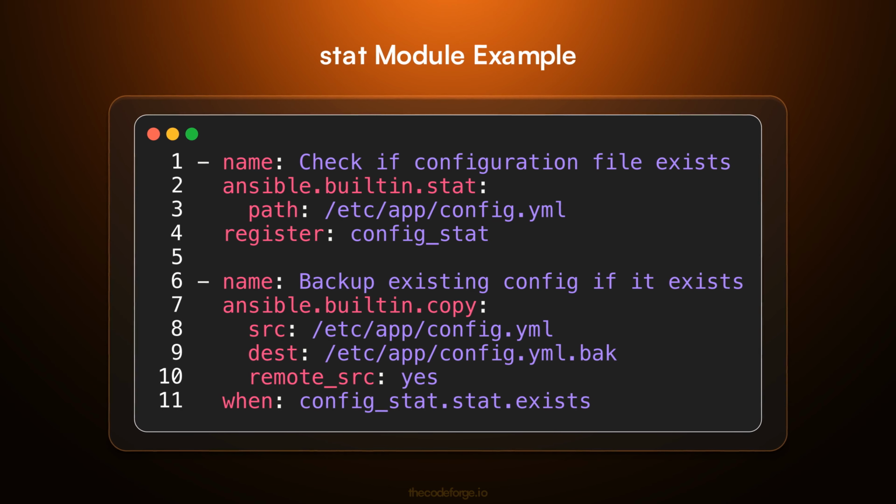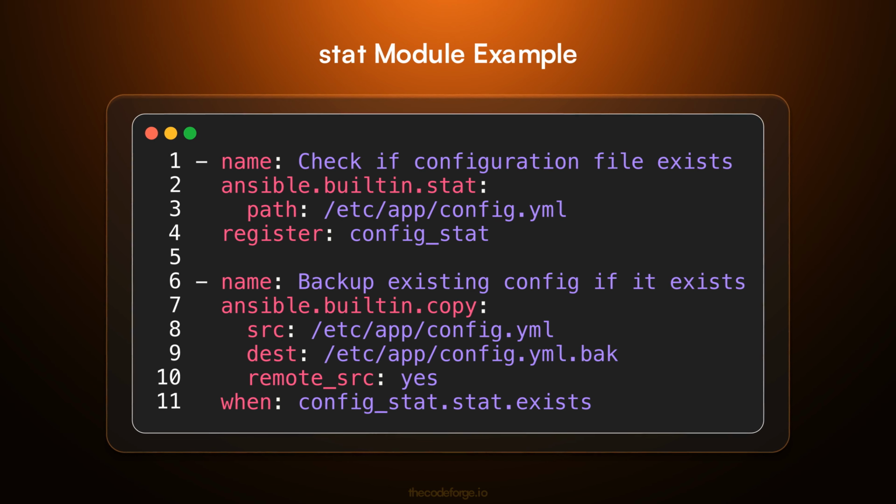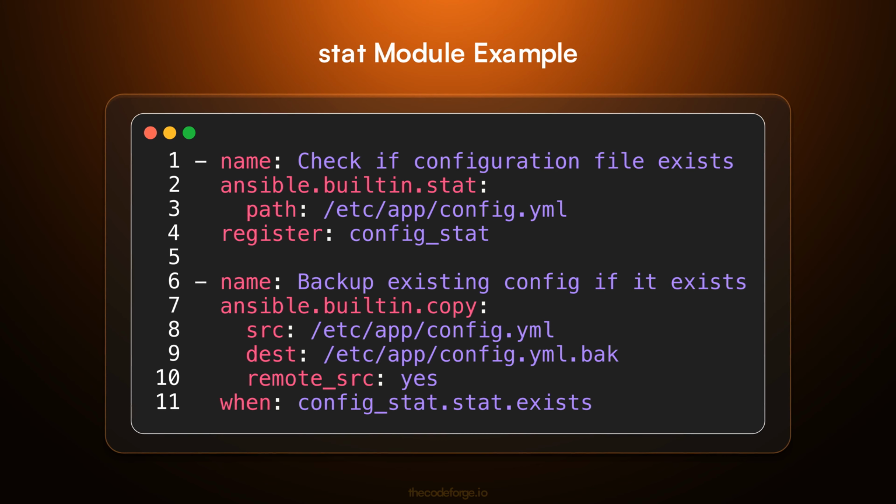Here we check if a config file exists, then back it up only if it does. Note the correct attribute, config_stat.stat.exists. A common mistake is forgetting the stat, which leads to undefined errors.